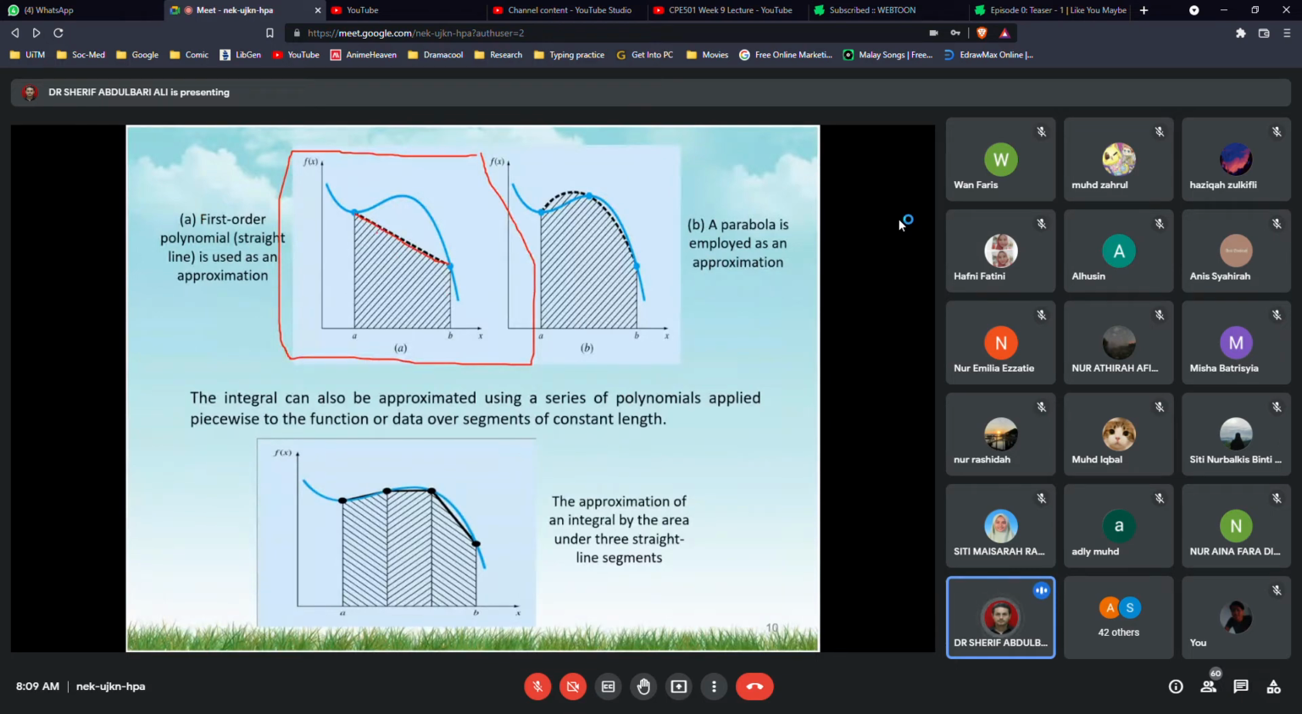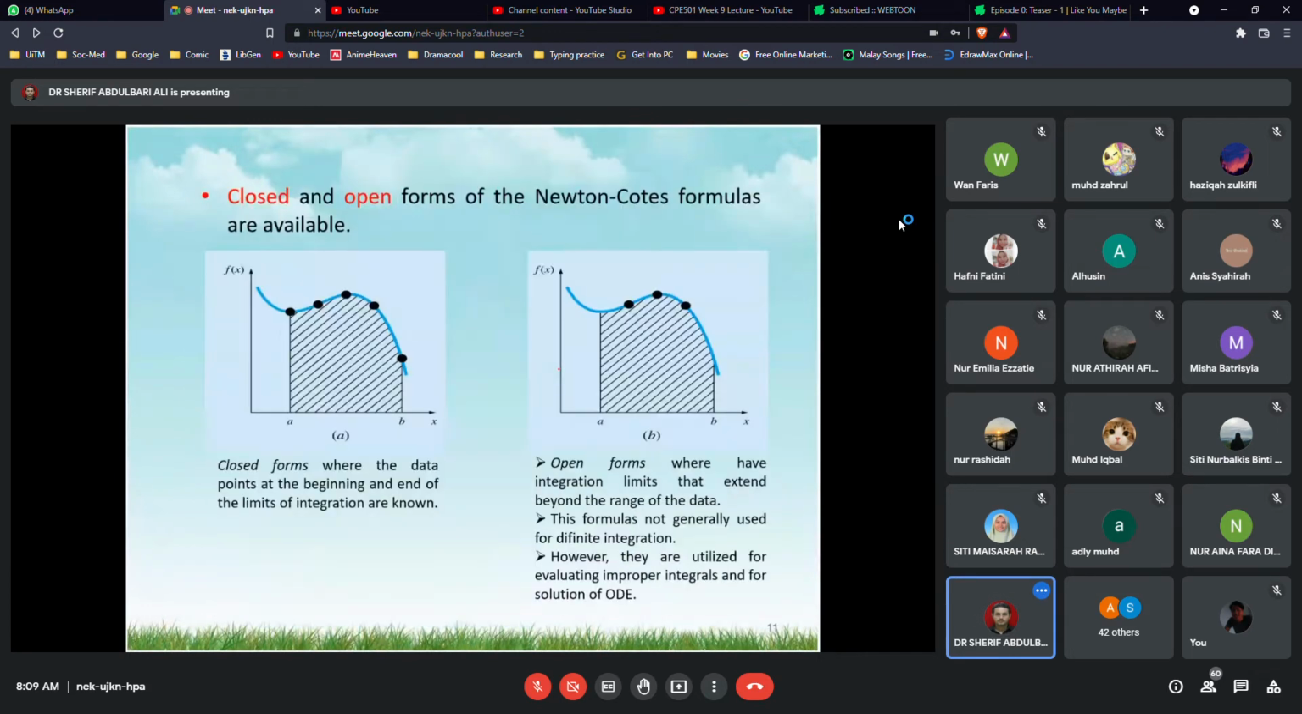So we need to calculate this dashed area here. If you are talking about Simpson's rule, we are talking about a parabola, which is going to be employed to approximate the function. But you can see from here it's more accurate than the trapezoidal rule, as we are going to see from the example and the exercise that we are going to do.